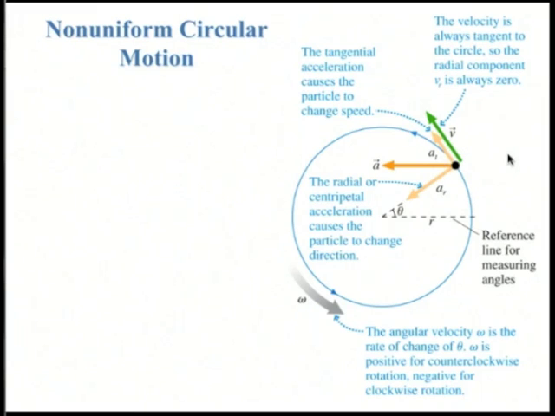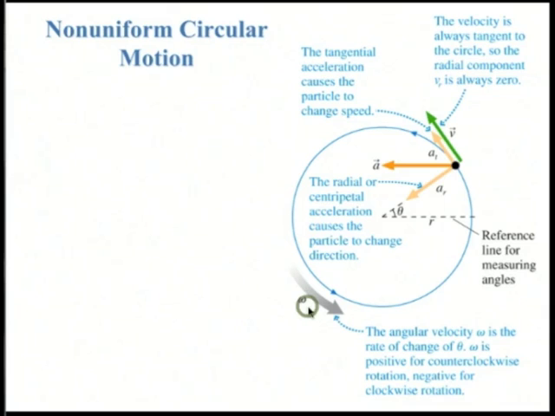Okay, so to finish off Chapter 8, I want to say a few words about non-uniform circular motion. So here's an object moving in a circle. We have this reference line used for measuring angles theta as it moves. This object has a velocity which is always tangent to the circle. So the radial component v sub r is always 0. That's how it stays on a circle.